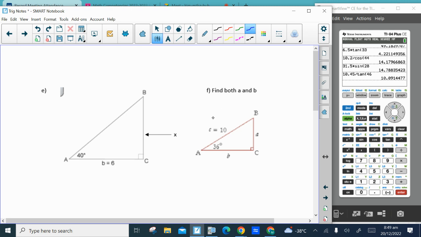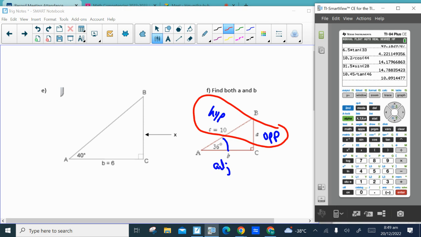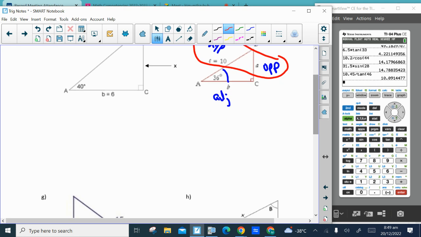The side across from the right angle is the hypotenuse. If we're going to use a 36-degree angle because we're given that, the side across from that is the opposite. The third side is the adjacent. I just decided that we're going to find A first. I could have found B first. Again, that doesn't matter. But I decided that I would find A first.